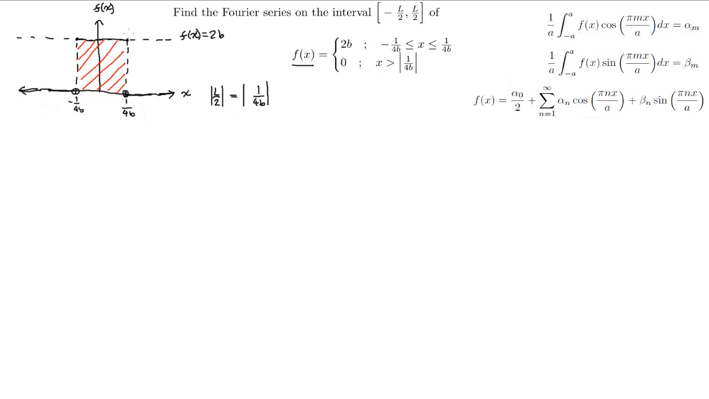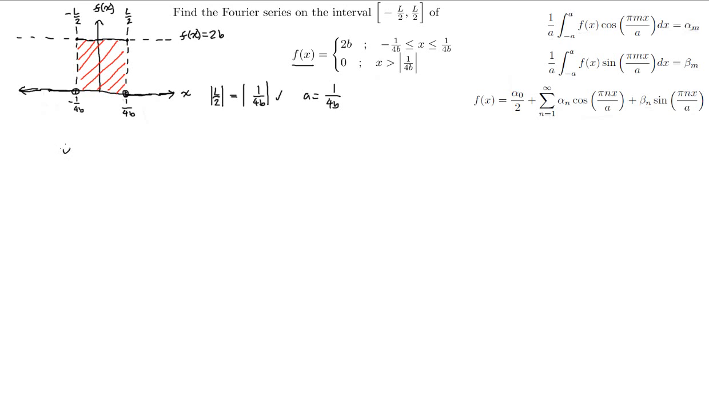So basically, this is our limit right here. This is L over 2, and this is minus L over 2, right? So L over 2 is equal to 1 over 4b, which is exactly what I said here. So our a is going to be 1 over 4b. With that in mind, let's go through these integrals.